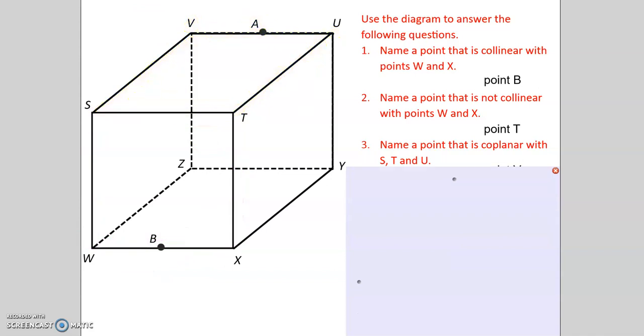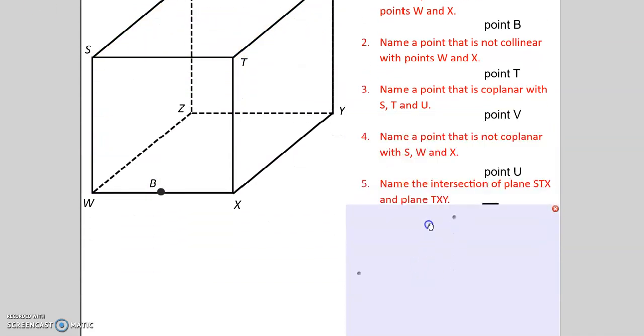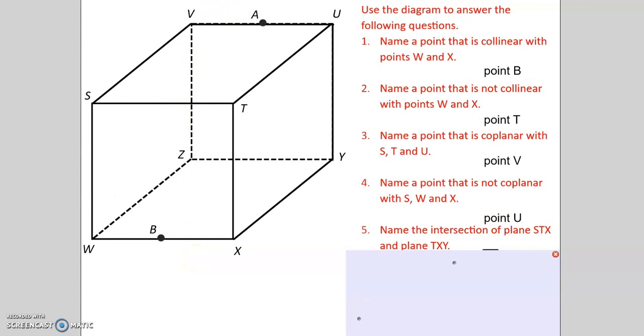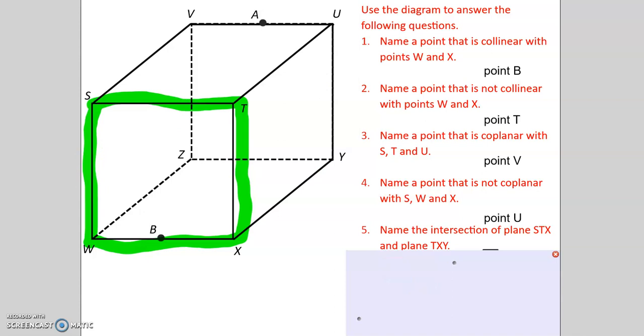I have 2 last questions for us. Name the intersection of plane. As soon as I see the plane, I'm going to go highlight it. Name the intersection of plane STX and plane TXY. And really, you're looking for where those 2 colors are overlapping. Hopefully you see they're overlapping right here at TX. And that's my answer. Line segment TX is where those 2 planes intersect.